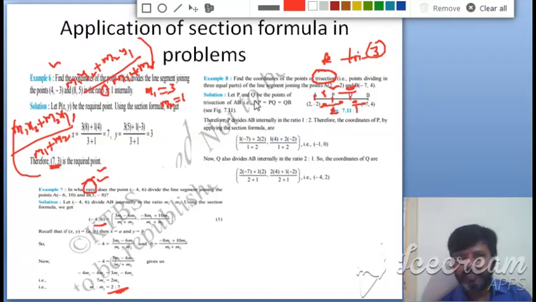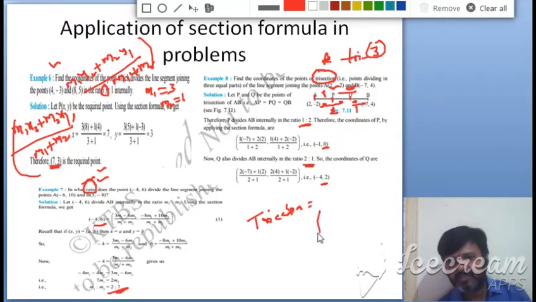So there are 2 cases. In the first case we use the ratio 1 is to 2, and in the second it is dividing the line segment internally in the ratio 2 is to 1. Solving, we will get the 2 answers, -1, 0 and -4, 2. Therefore the trisection points are -1, 0 and -4, 2.